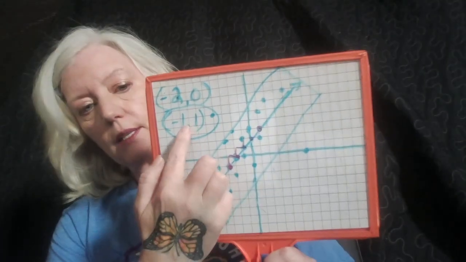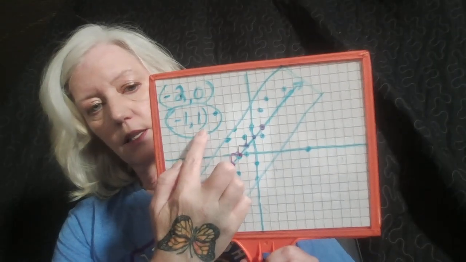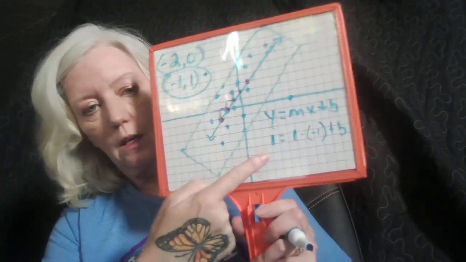I'm going to use this point. My m is 1, my x is -1, my y is 1. So I've got y equals mx plus b. Replace y with 1, m with 1 because we calculated it as 1, x with -1. So 1 equals 1 times -1 plus b. That's 1 equals -1 plus b. Add 1, I get 2 is b. My equation of this line is y equals 1x plus 2.